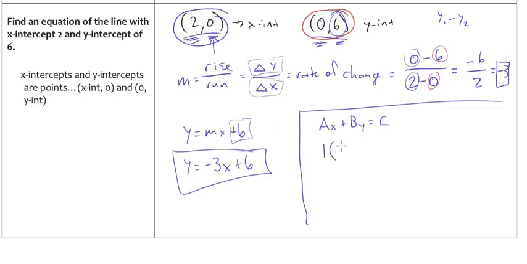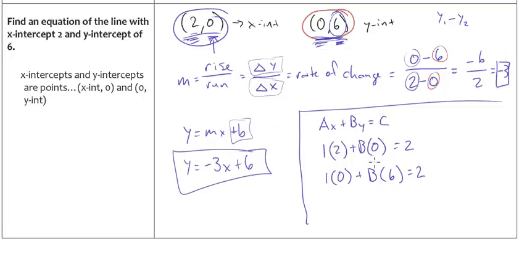Well, then I'd have my x value of 2, and my plus b, my y value would have to be 0. And what's this going to be equal to? Well, 2 plus 0 is equal to 2. All right, and now let's go ahead and find out what b is here. So we'll have 1 times, now for a y-intercept, we'll take an x value of 0, plus b times, this time our y-intercept is 6, and again keep it equal to 2.